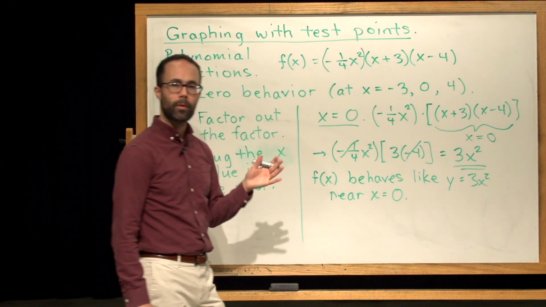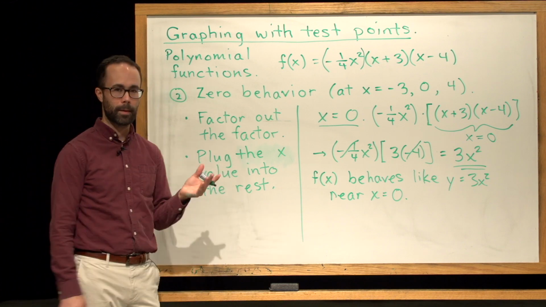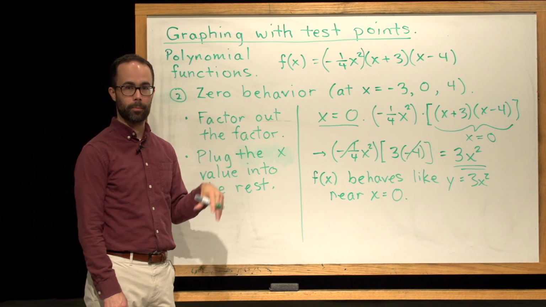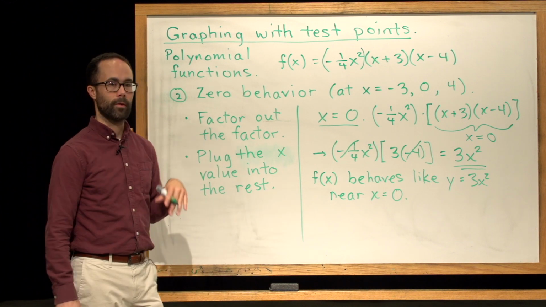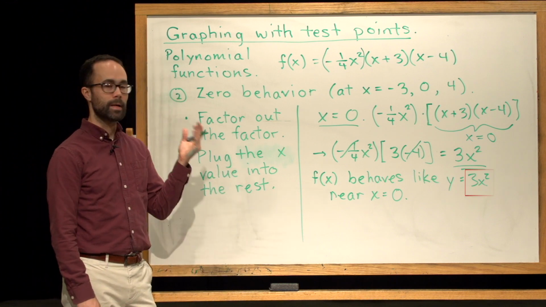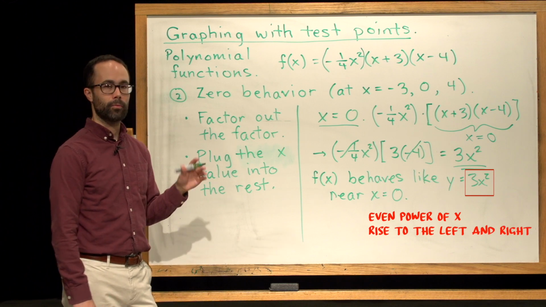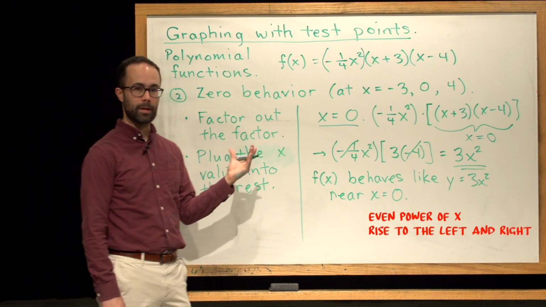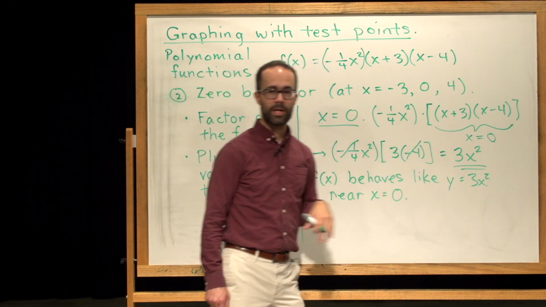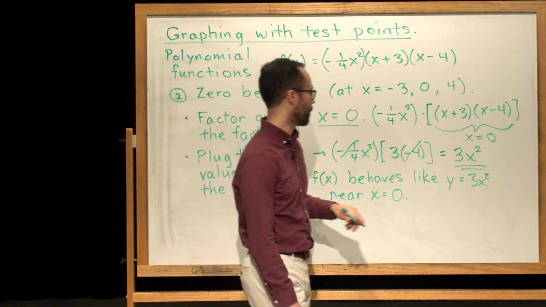And this goes back to what we've already discussed for power functions. So we know what power functions look like. We know which direction they open, either up or down, and whether they're rising or falling to the left or the right. So in this case, we have a 3x squared. That's an even power of x. We know that'll rise to both the right and the left. It'll be a U-shaped curve opening up. And the 3 in front doesn't change that fact. It's not negative, so it'll continue opening upward.